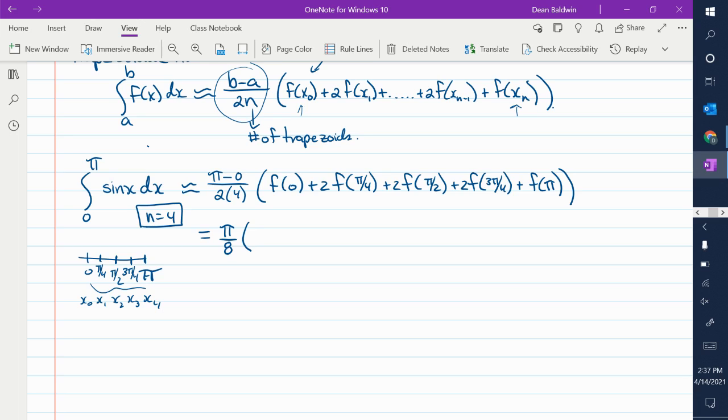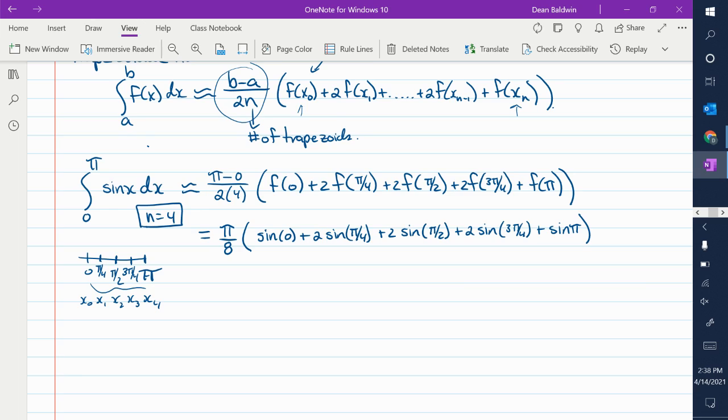Now it's f of 0. What's my function? Sine. So it means sine of 0 plus 2 sine of pi over 4 plus 2 sine of pi over 2 plus 2 sine of 3 pi over 4 plus sine pi. And then you get your calculator out and you start doing things.